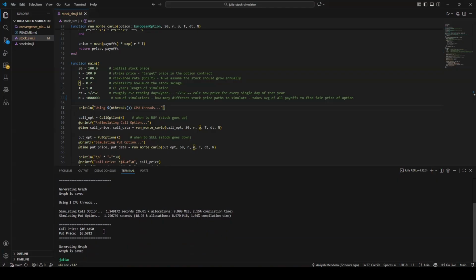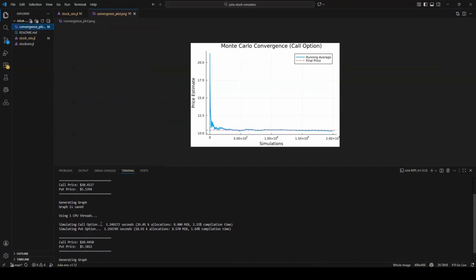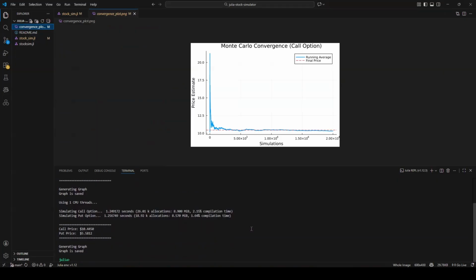This is because every time we hit run, we're running a million simulations, which again are basically a million what-if scenarios, and different outputs are due to how the random number generator interacts with multi-threading. So although we do have set parameters, it will give us different call prices and put prices based off of the random number generator. And here's our graph that it generated. We have the running average price in blue and the final price in red.